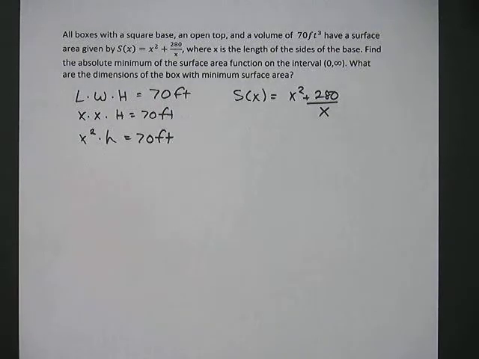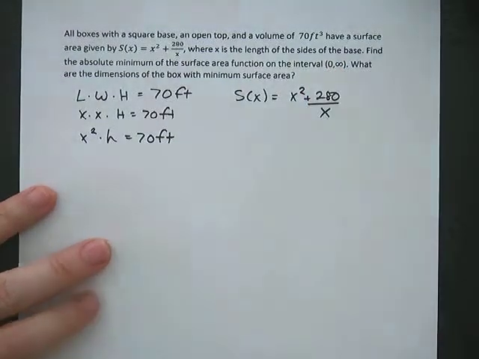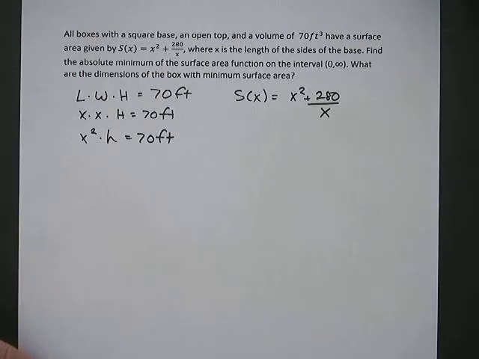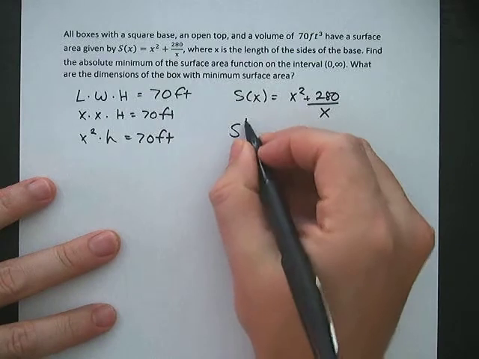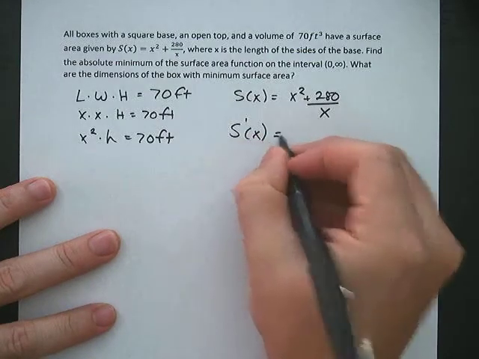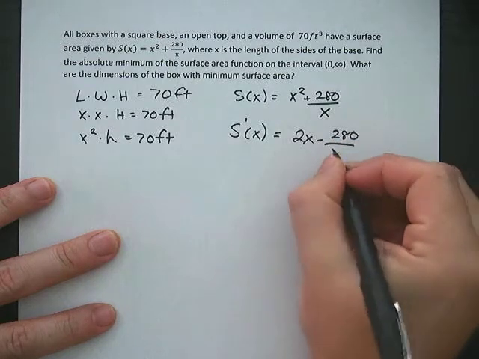Since we're trying to find the minimum, we need to take the derivative to find the critical numbers. We're also given the open interval 0 to infinity, which, since it's an open interval, not a closed interval, we do not need to test the endpoints because there are no endpoints. So let's take the derivative. S prime of x is equal to 2x minus 280 over x squared.